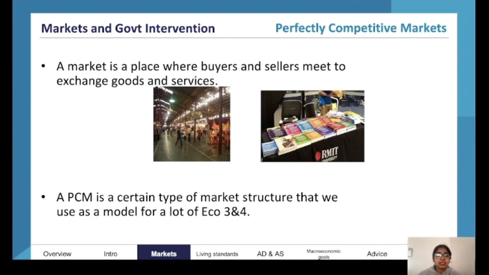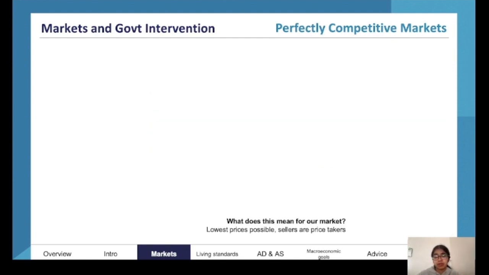And a perfectly competitive market is a very important structure that we learn for Unit 3 for Eco. So, are they in the study design? Obviously, you're going to have to look at that, but it's really important to know how a perfectly competitive market works and the properties of a perfectly competitive market. So, let's talk about that.